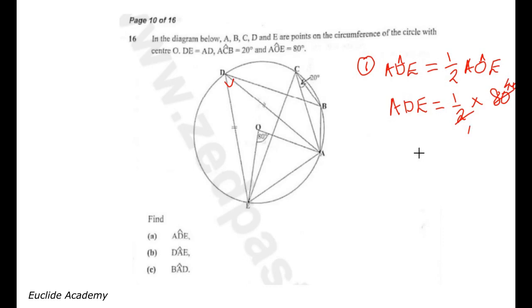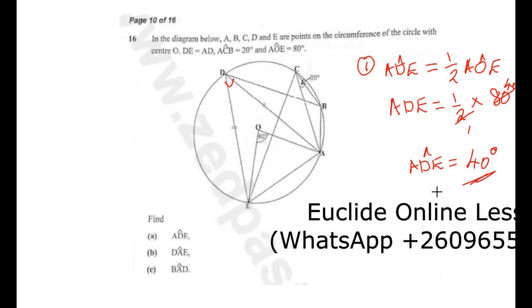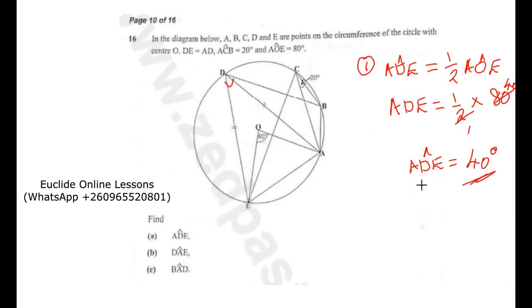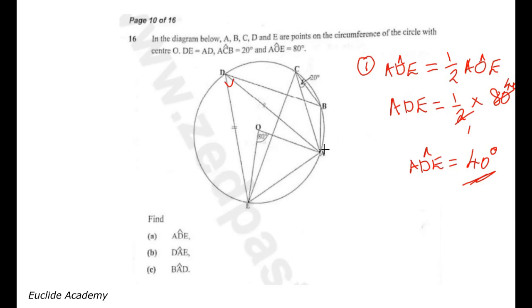So this one will come here and you say angle ADE is equal to 40 degrees. So we put 40 degrees there. That was the solution for angle ADE. Let's jump to B. Angle DAE.